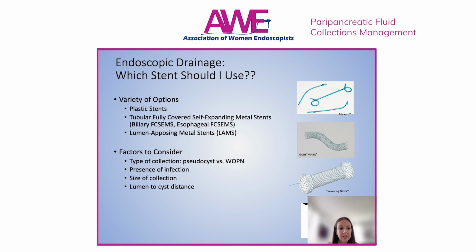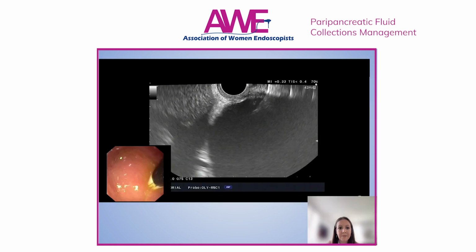The size of the collection, same thing. Faster drainage is going to be achieved with larger diameter stents. And lastly, the lumen to cyst distance. The lumen-opposing metal stents, the inner part between the two flanges is only 1 centimeter. So if your fluid collection is farther away from the GI lumen than 1 centimeter, then a lumen-opposing metal stent may not be the best option, and you may want to choose one of the other options in those cases.